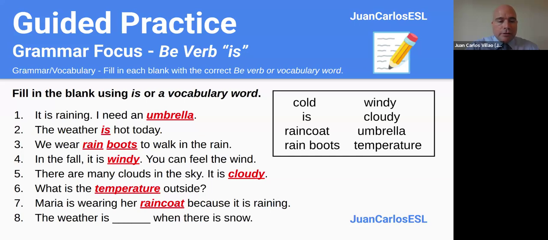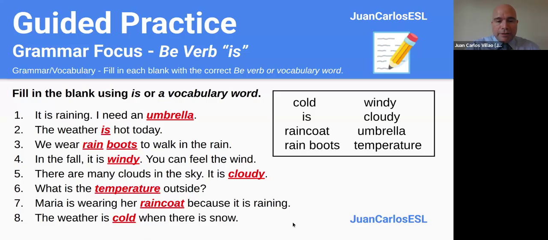So number 8. The weather is blank when there is snow. The weather is cold. The weather is cold when there is snow. Entonces, el clima es frío cuando hace nieve. So that is 8 vocabulary words, or 8 words in the word bank relating to weather and seasons.